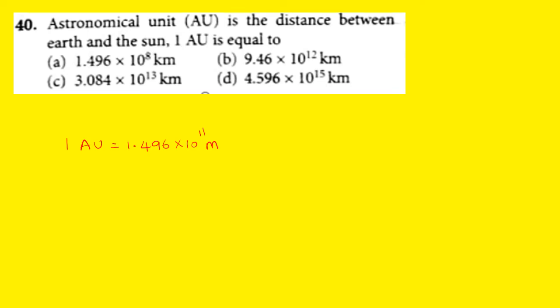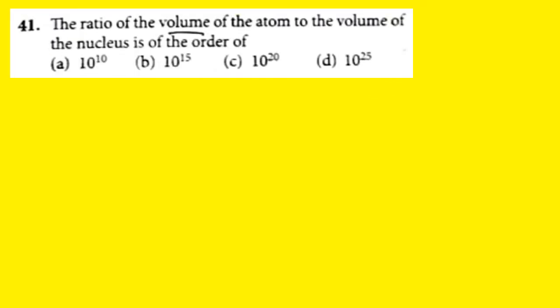So of course, as you know the number, you can easily choose the answer. Answer is 1.496 into 10 power 8 kilometer. So don't get confused by we have only 10 power 11. Be careful with the unit also, children. Here it is kilometer. So the answer is option A, 1.496 into 10 power 8 kilometer.